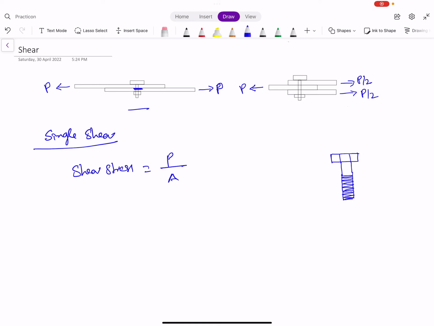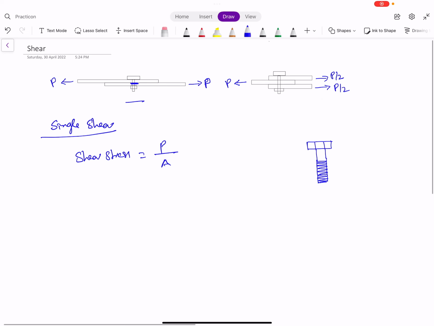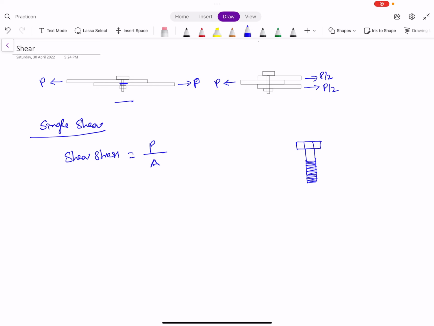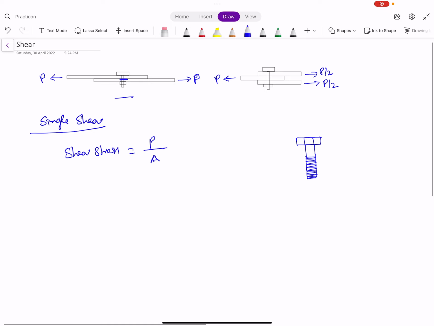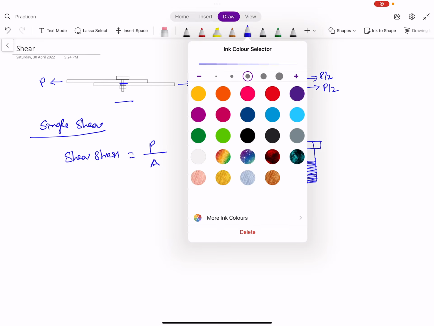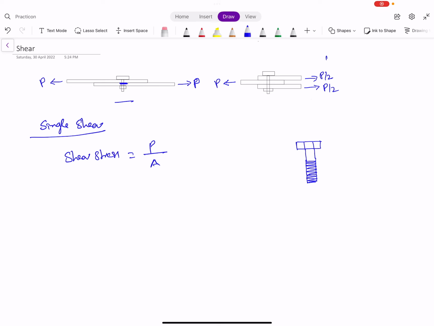Whereas in double shear, the force P is acting on the same single bolt, and two plates have been connected. One is this, and this is another plate. If you look at this junction, there is one shear plane, and there is another shear plane. So two planes are subjected to this total force.